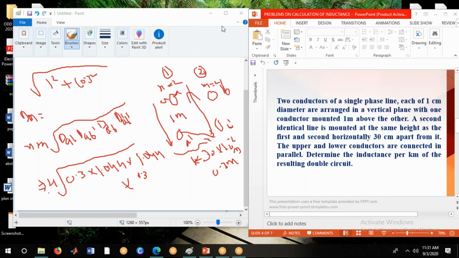0.5596, right answer. So the DM value is 0.5596. So this is the mutual GMD value, mutual geometric mean distance. That is, the mutual GMD means from one conductor to another conductor. Self GMD means within the conductor we have to find the distances.